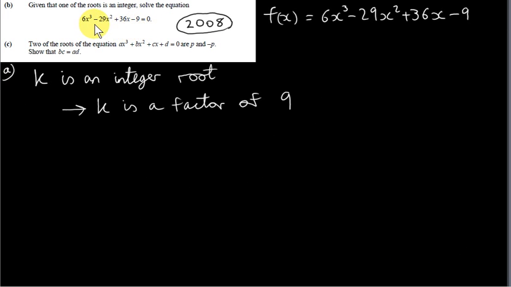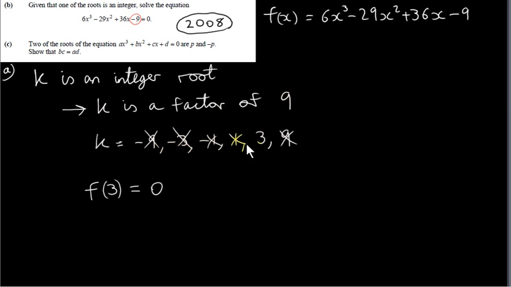So in general, if we have an integer root of a polynomial, then that integer root must divide the constant term. In other words, it must be a factor of this constant term. So k must be a factor of minus 9, which is the same thing as saying that k is a factor of plus 9. If it's a factor of minus 9, it's obviously a factor of plus 9. It turns out that f of 3 is equal to 0. So 3 is the integer root. You can just try each of these in turn, and when you try x equals 3, you will find that this is 0.